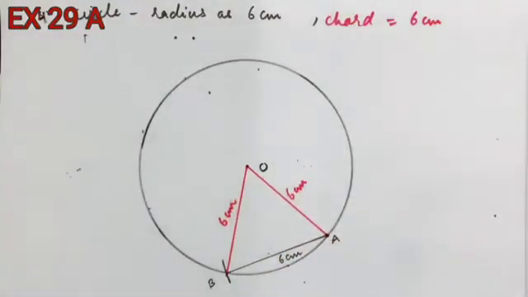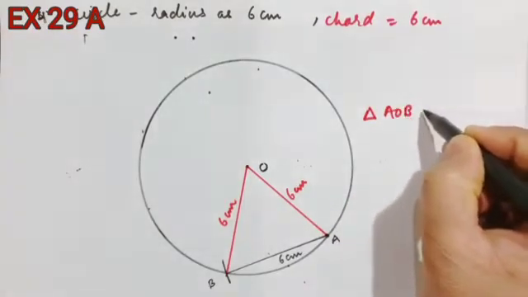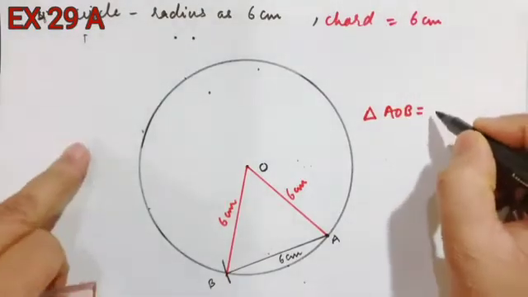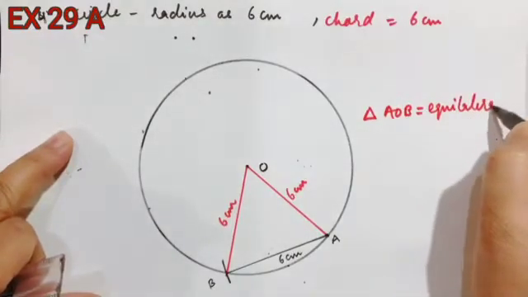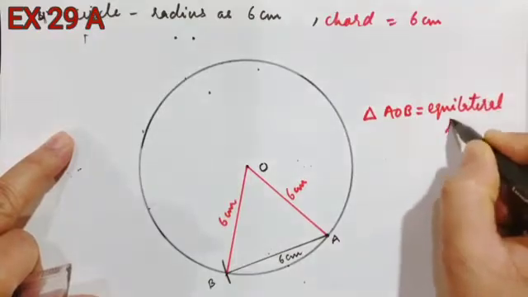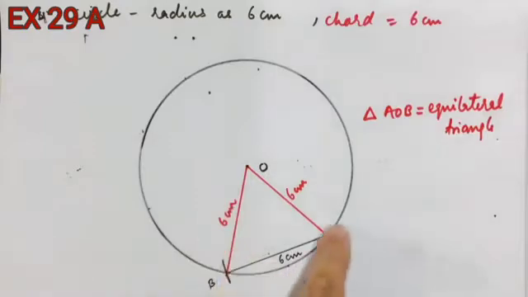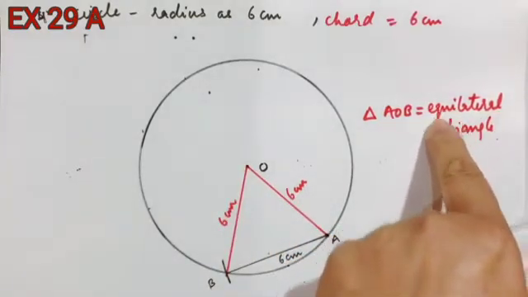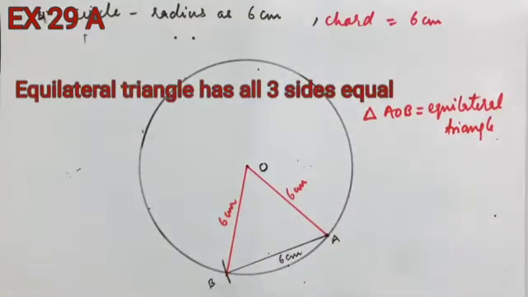Assign a name to triangle AOB. So what will be the name of your triangle AOB? AOB will be an equilateral triangle. Why? Because all the sides are equal. Equilateral. Lateral means side, equi means equal. So equilateral triangle. Okay?